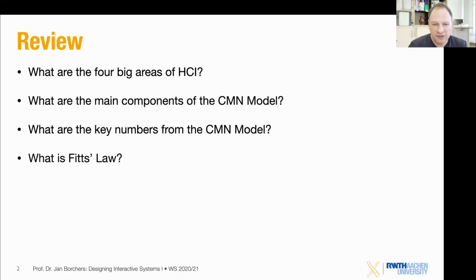Okay, and then Fitts law. So what does Fitts law describe? Like what is the idea behind Fitts law? What does it tell me? Can anybody give me a rough first shot at a definition of that? Yeah. Bilit, go ahead.